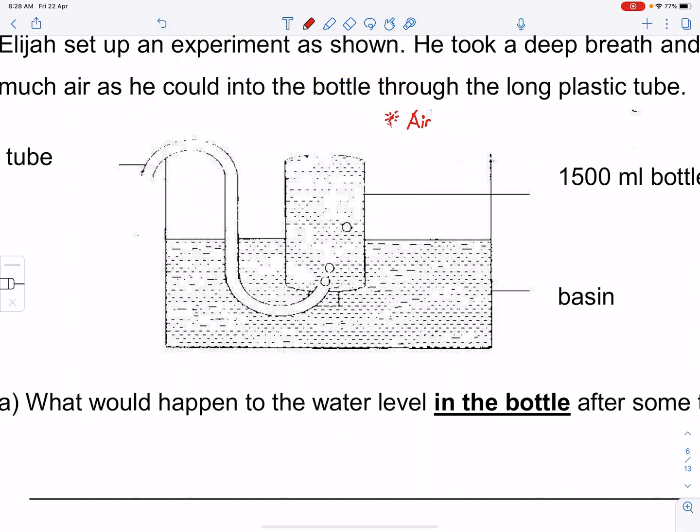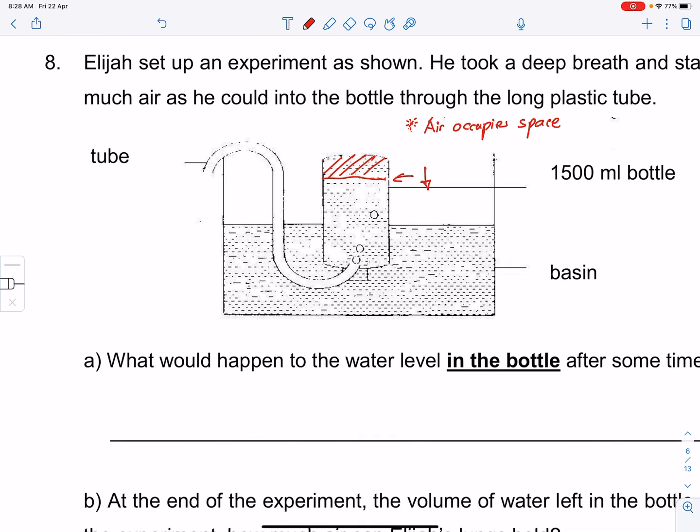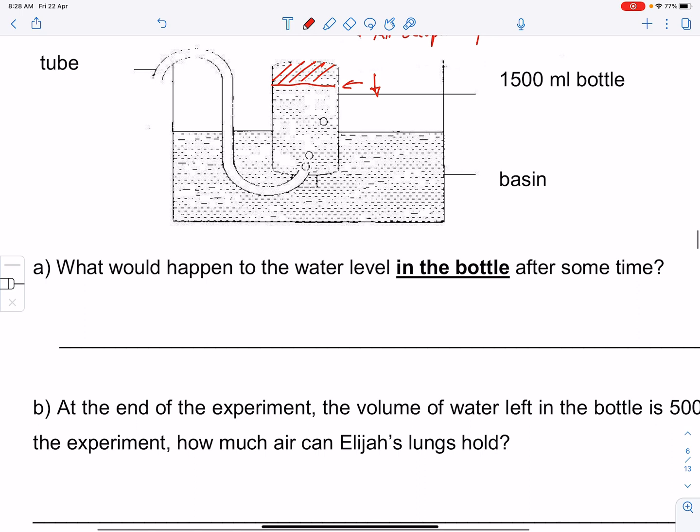Air occupies space. So because air occupies space, your bubbles will eventually end up occupying the space at the top. Therefore, your water level would now decrease. So therefore, the answer would be the water level will drop or fall or decrease, any one of it.